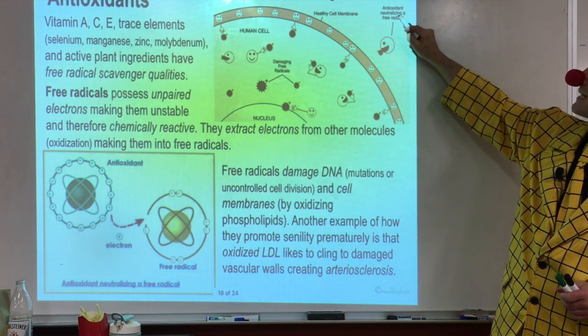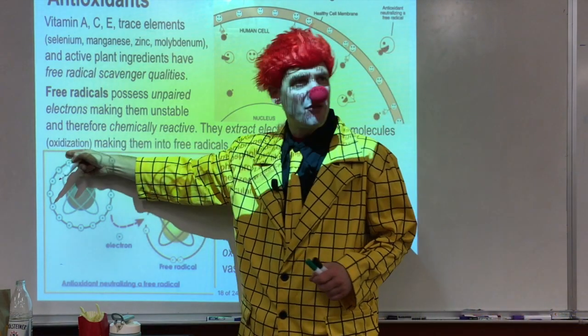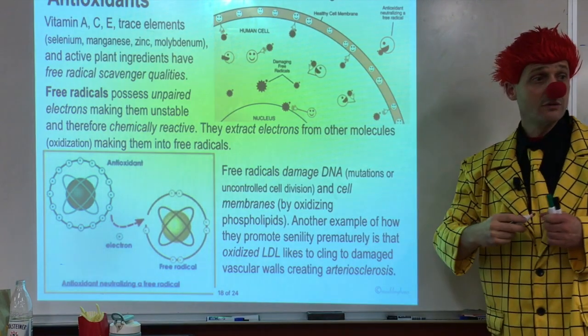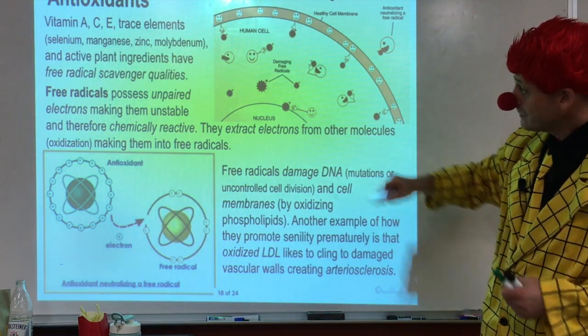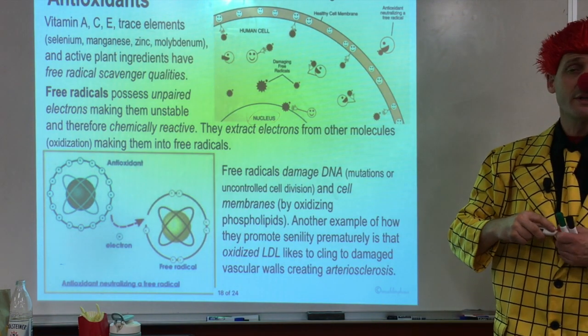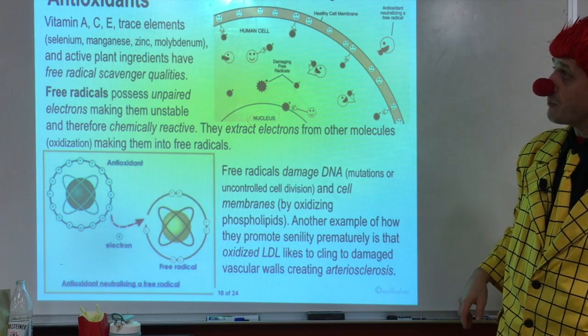And what we need is antioxidants, anti-oxidating things that eat up these free radicals, so they neutralize them, because the problem is they go in the nucleus and they can damage the DNA. And we don't want to damage DNA because that means we age faster. And that's sort of that problem.